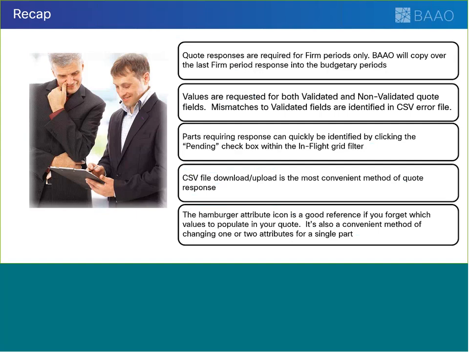CSV download upload is the most convenient method of quote response. And finally, the hamburger attribute icon is a good reference if you forget which values to populate in your quote. It's also a convenient method for changing one or two attributes for a single part. So for instance, let's say you've uploaded all of your quotes and you simply need to change MOQ or C22R for a given part. You could easily click the hamburger icon, change that one field, save it, and that would be faster than a download and upload for an entirely new CSV line item.